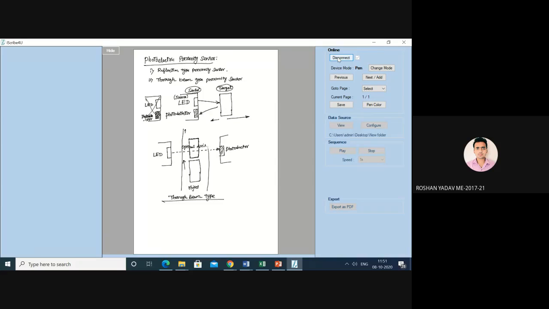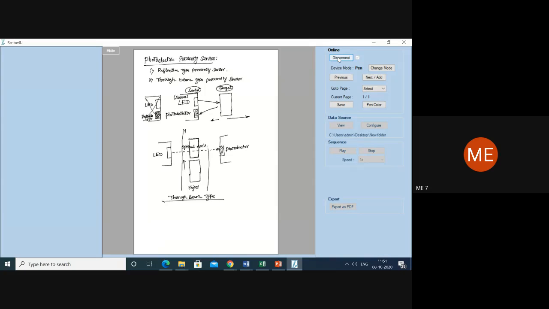So when the light from the LED could not be detected by the photodetector, it is simple. As long as the photodetector detects the light, that means there is no interference, no intervention of any object. By the moment the object crosses the optical axis, there is going to be a cutoff of the signal. Hence, the photodetector will not detect.